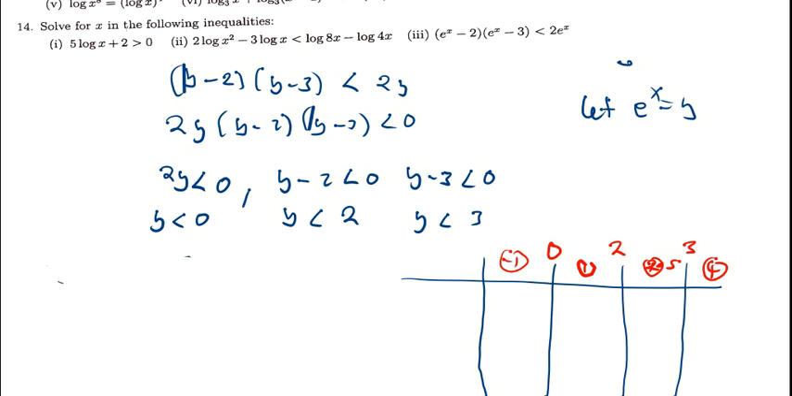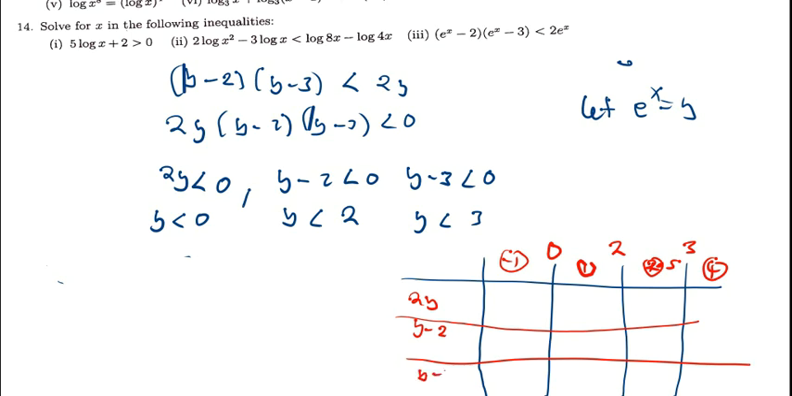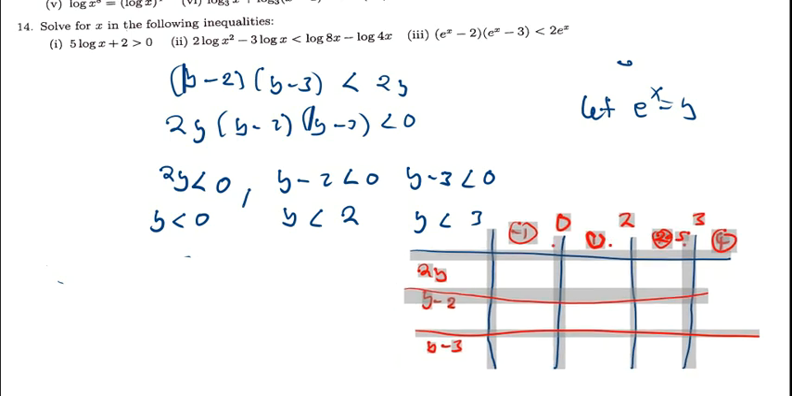So I'm going to put here 2y. Here I'm going to put y minus 2. Then the other part I'm going to put y minus 3, like that. Let me just shift this one to be on top a bit, like that.